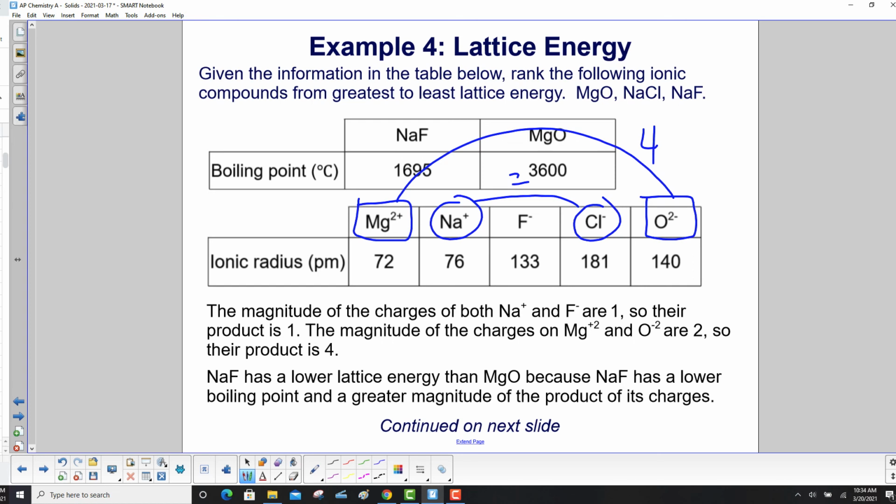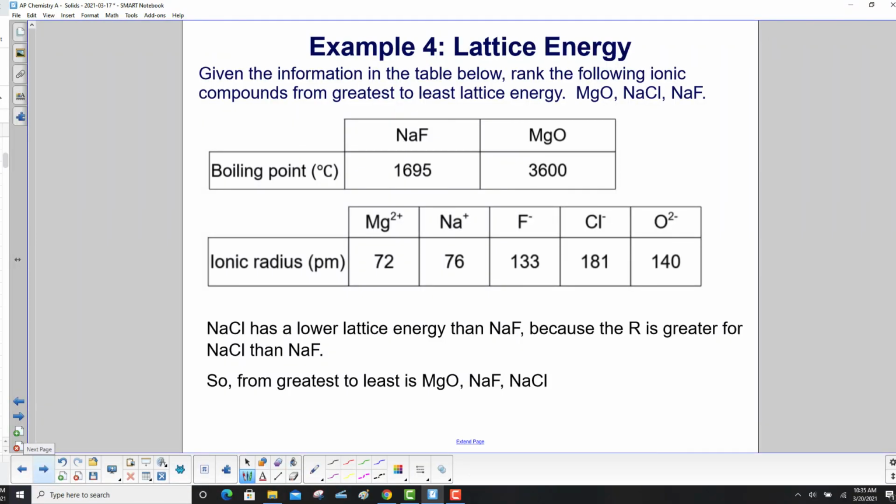Sodium fluoride has a lower lattice energy than magnesium oxide because of the smaller magnitude of the product of its charges. Now let's finish it up here. Sodium chloride will have a lower lattice energy than sodium fluoride. Why? Because the R is greater for sodium chloride, right? The chlorine ion has a radius of 181 picometers, and fluorine is 133 picometers. So, ranking from greatest to least lattice energy, we get magnesium oxide, sodium fluoride, and finally sodium chloride.